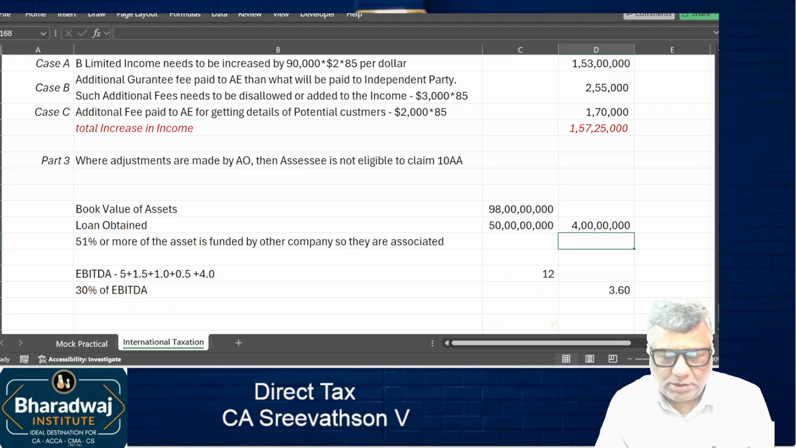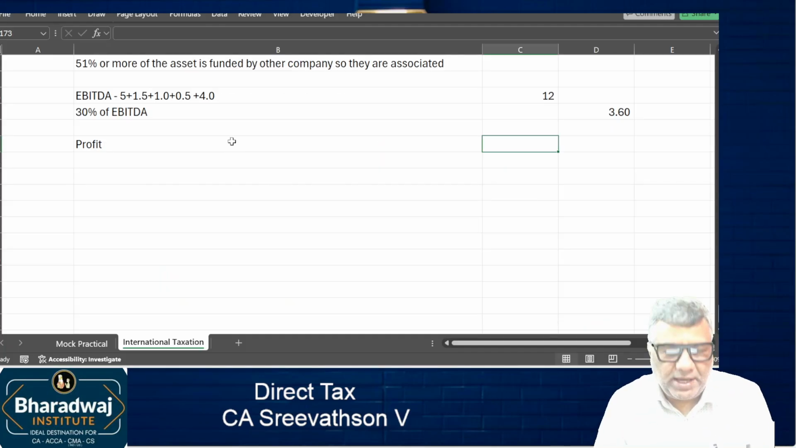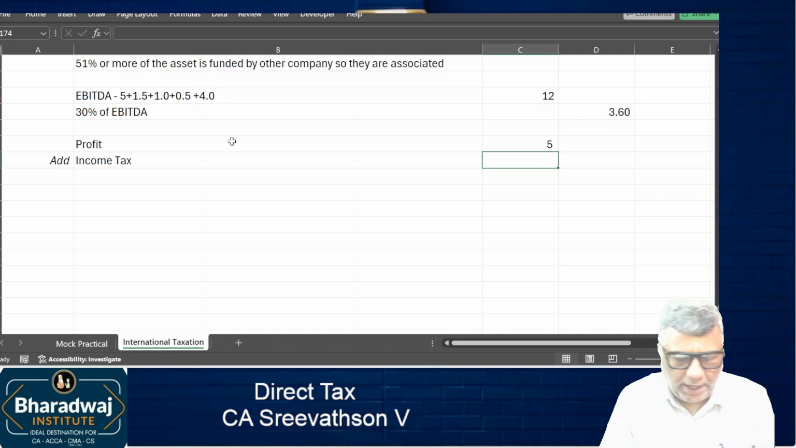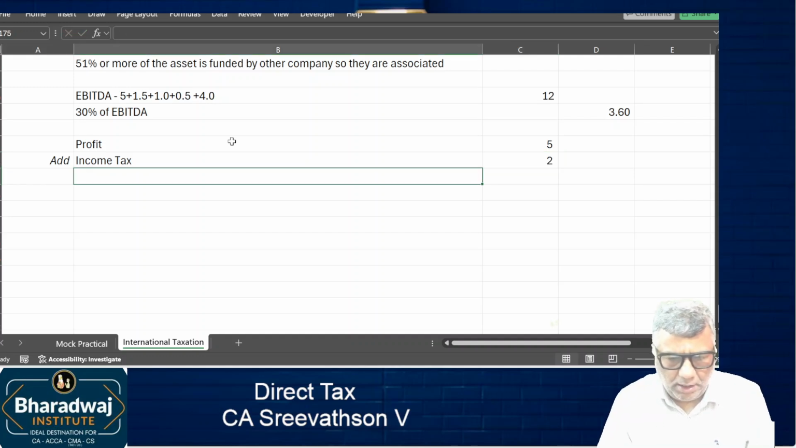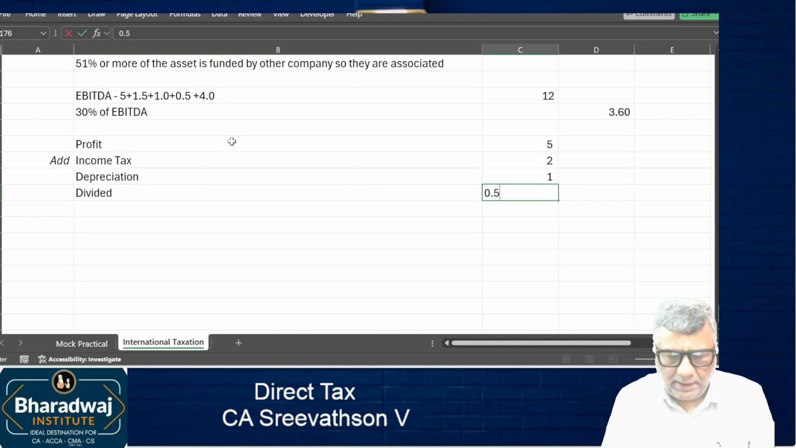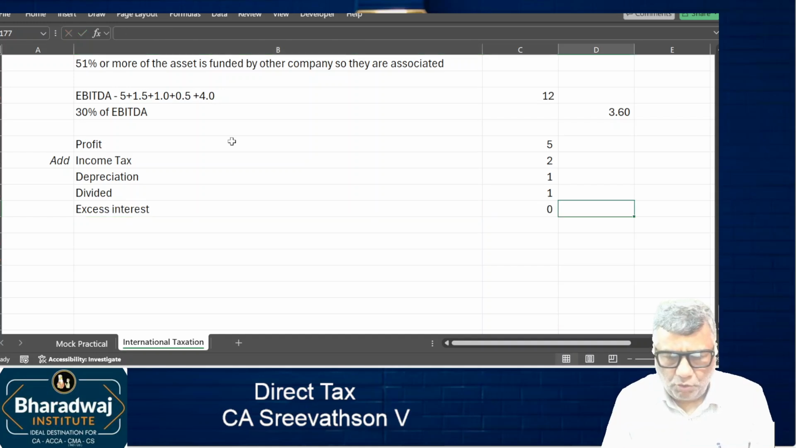Once more repeating, if you want, I will repeat again. As of now, the profit is 5 crores. Add income tax, 1.5. Depreciation 1, dividend 0.5, excess interest 0.4.